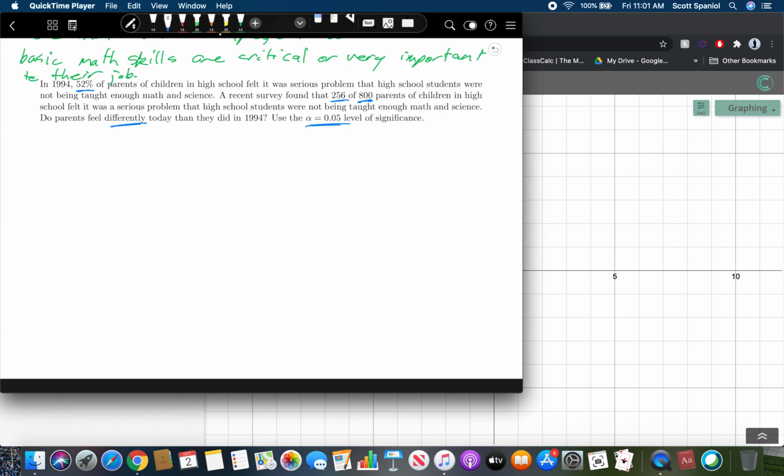Okay. So in this case, our null hypothesis is going to be that p equals 0.52, which is the same as 52%, because that was the previous value. That's the null hypothesis. And the alternative hypothesis, in this case, do they feel differently today? So that would be not equal to 0.52. Okay. And then we have an x value of 256 out of a sample of 800.